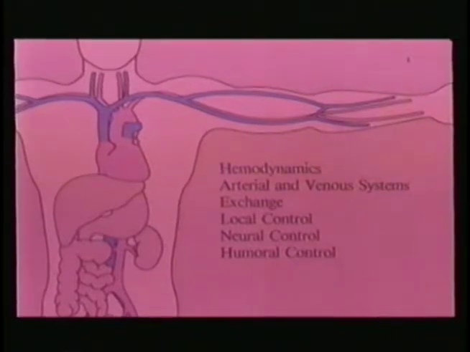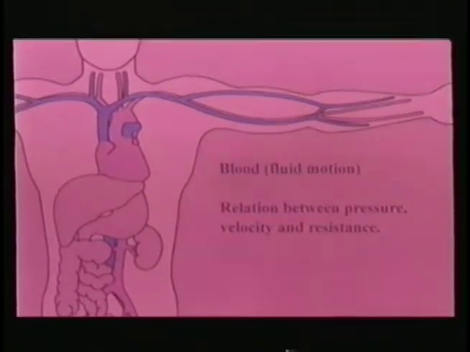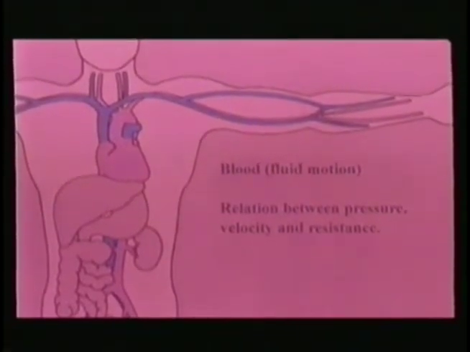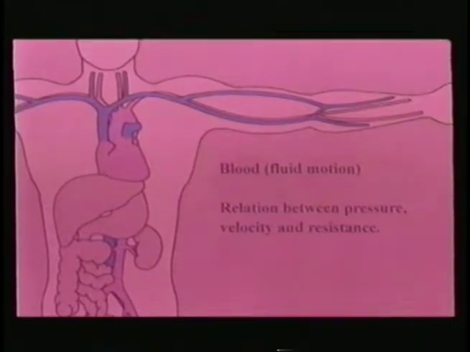The study of peripheral circulation encompasses the hemodynamics of blood flow, the properties of the arterial and venous systems, the exchange of materials between blood and tissues, and the mechanisms and systems that control the systemic circulatory function. In this program, we consider the basic principles of blood and fluid movement, including the relationships among pressure, flow, and resistance in blood vessels. These principles will be discussed in detail following a few general introductory comments.